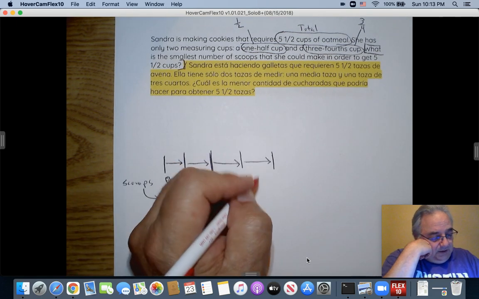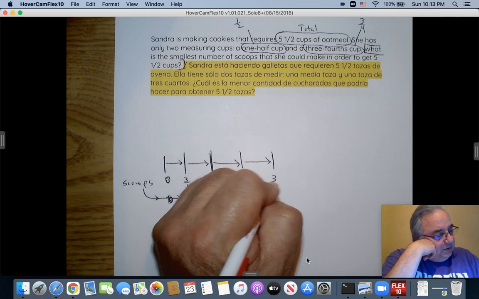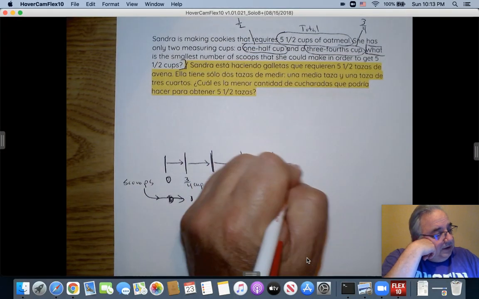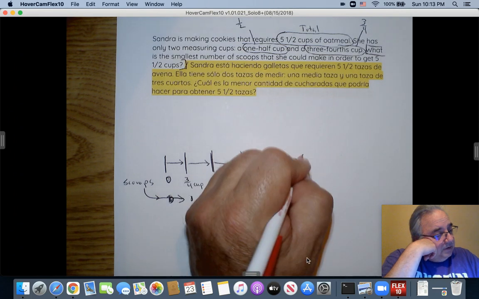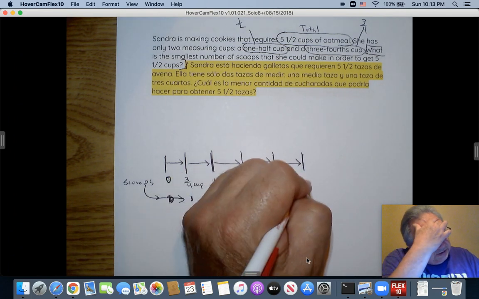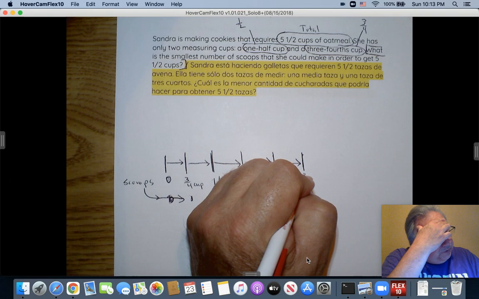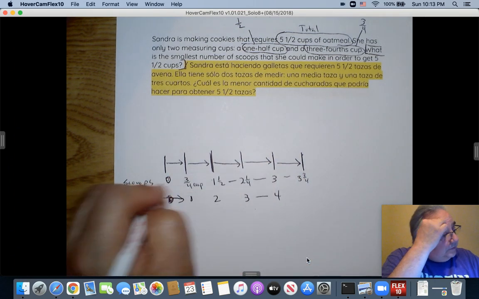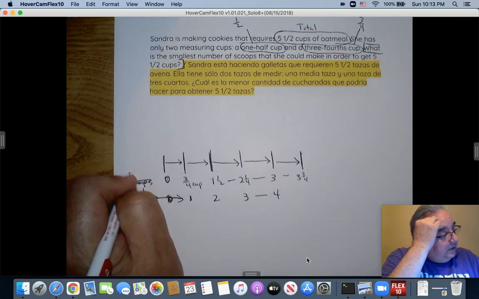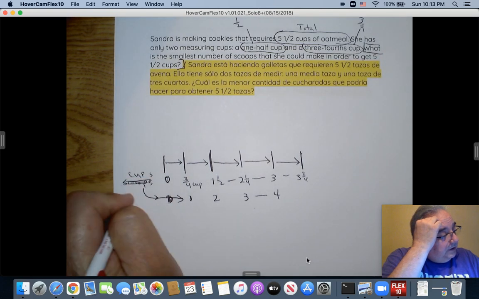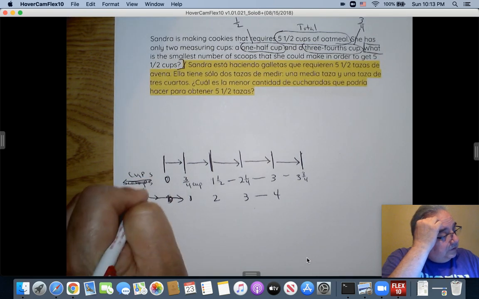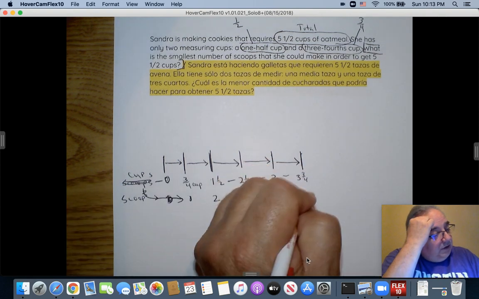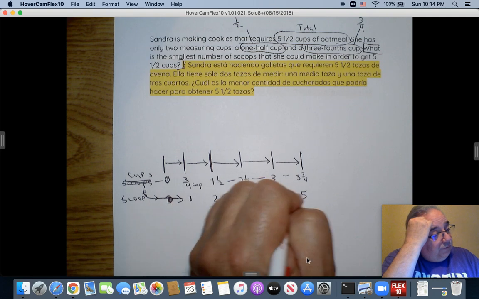Another one gives me 3. That's 4 scoops. Then I do another one here, 3/4, that gives me 3 3/4 cups so far. Let's put this as cups and this as scoops. So that gives me 5 scoops so far.